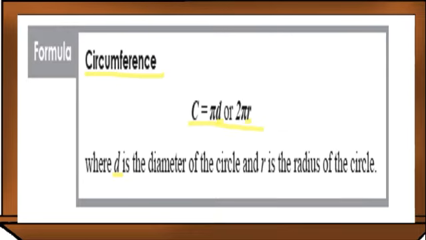So, unsa ni siya si pi? Unsa value ani ni pi? Ang value ni pi is 3.14. So magamit ni siya in getting the circumference of the circle. Okay?